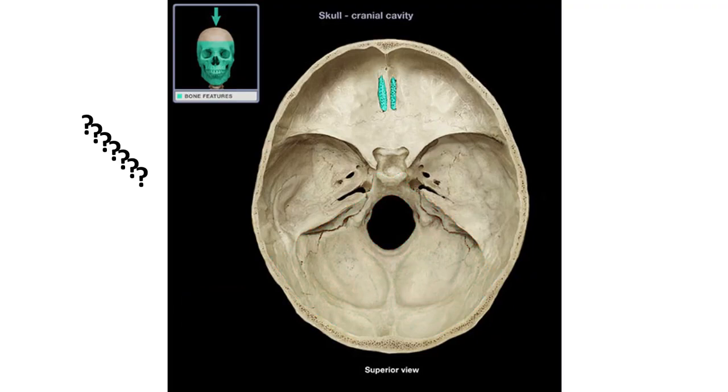What is this view? This is the cranial view of the skull, exposing the cranial cavity. And what is this green marked structure? It is the cribriform plate of the ethmoid. Now, you are supposed to know the parts of the ethmoid bone when you watched the YouTube film about the bones of the skull, and these are groups of holes that will transmit the olfactory nerve fibers.